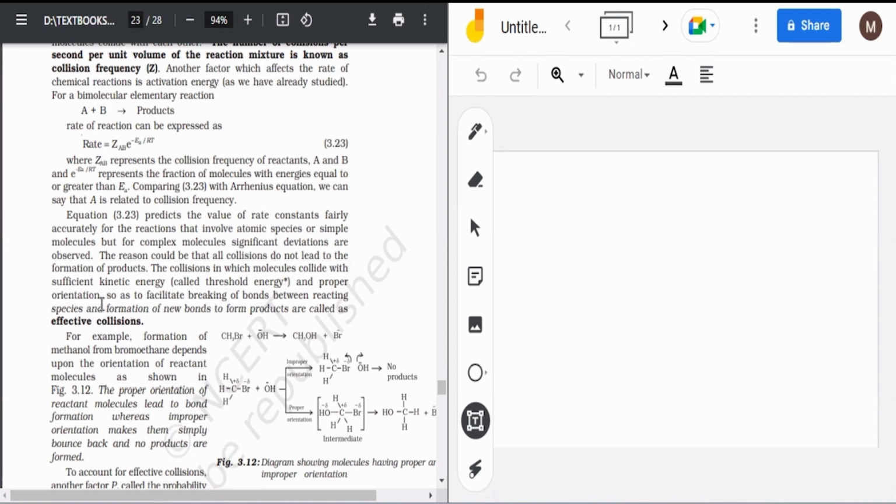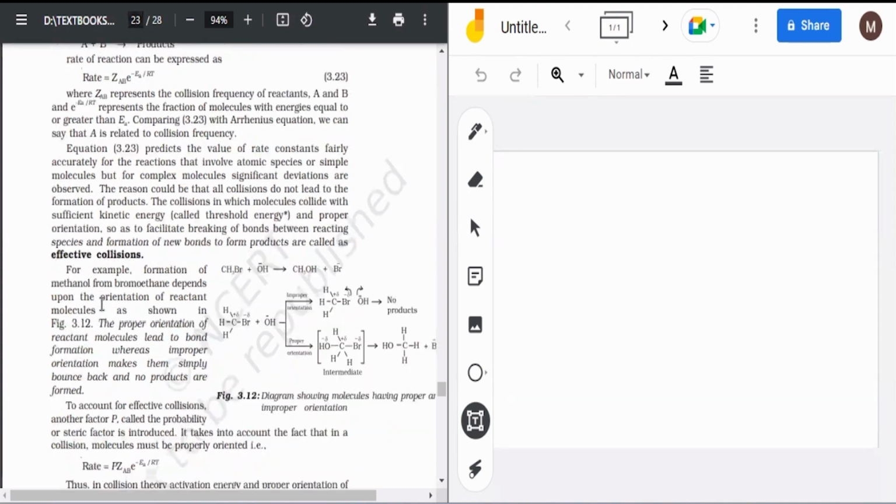Then only a collision can be considered to be fruitful for converting into product. So this thing is important.